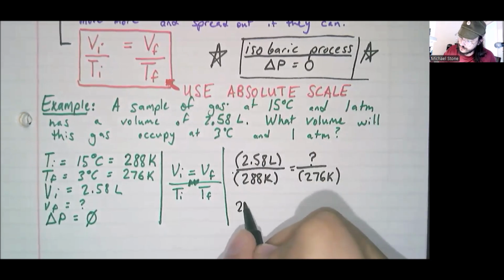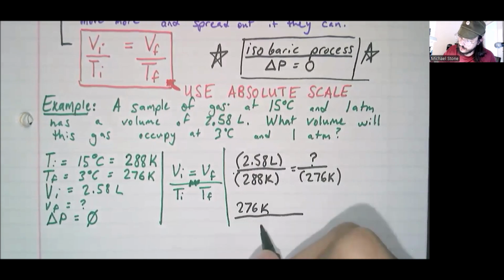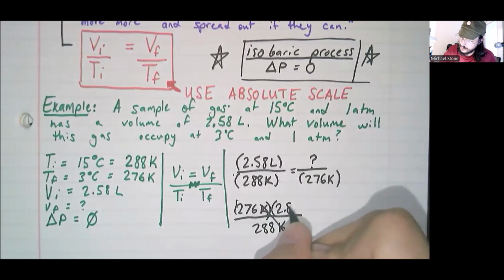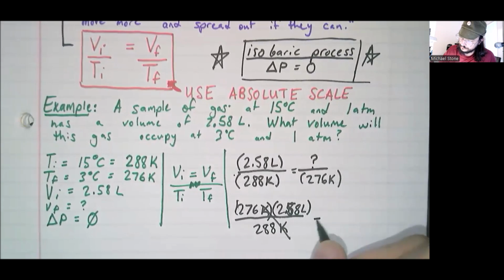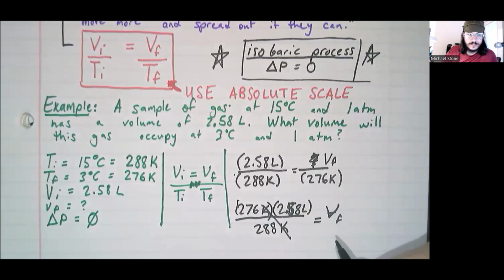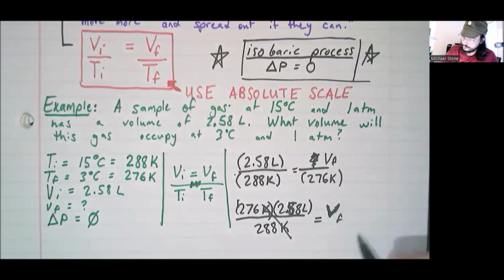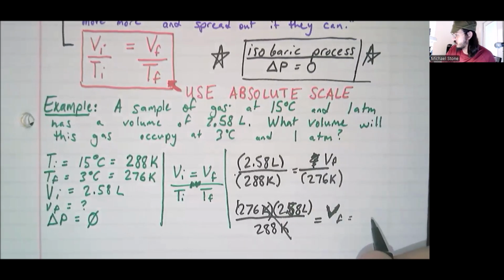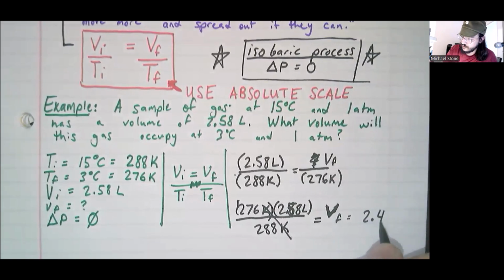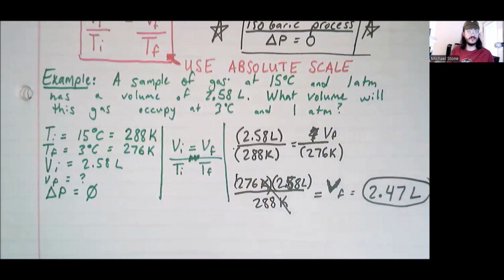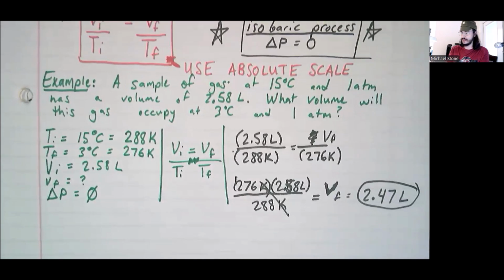Move your 276 to the other side, and Kelvin over Kelvin won't last very long, leaving us with just liters. And V_f. Why did I put a question mark here? It's unlike me. It's probably because Boba is over here distracting me. And 2.47 liters. As I suspected, a small drop in one is directly proportional to a small drop in the other.